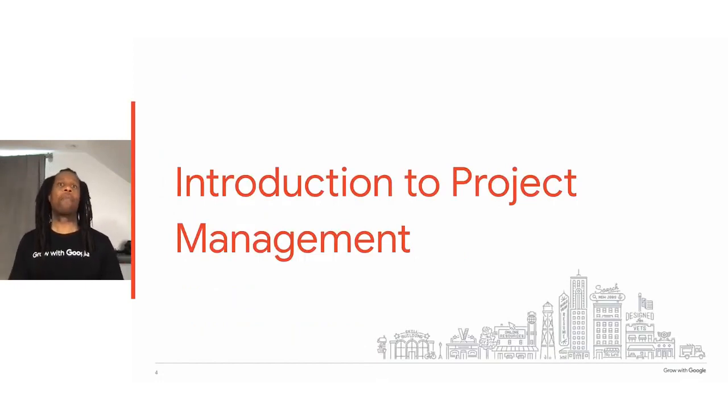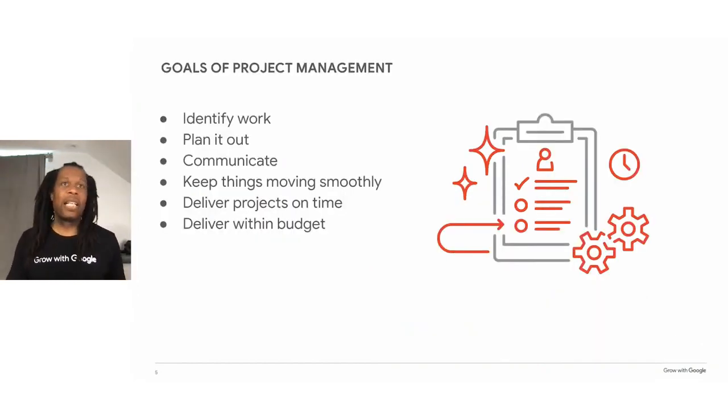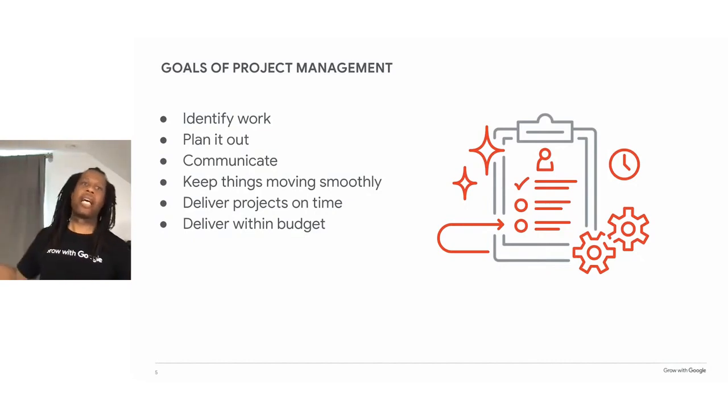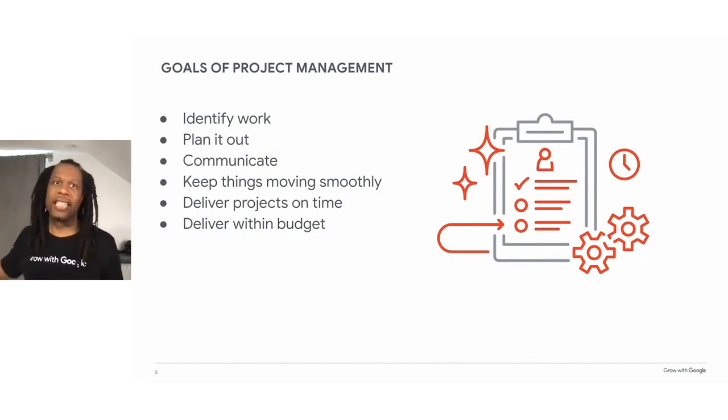Now, let's talk about what project management is. You may have seen job listings for a project manager, or maybe even report to someone whose job title is project manager or program manager. Project management is the way a person organizes the resources necessary to complete a project. Typically, project management involves these responsibilities: identifying work, planning it out, communicating with team members and stakeholders, keeping things moving smoothly, delivering projects on time, and delivering projects within a set budget.